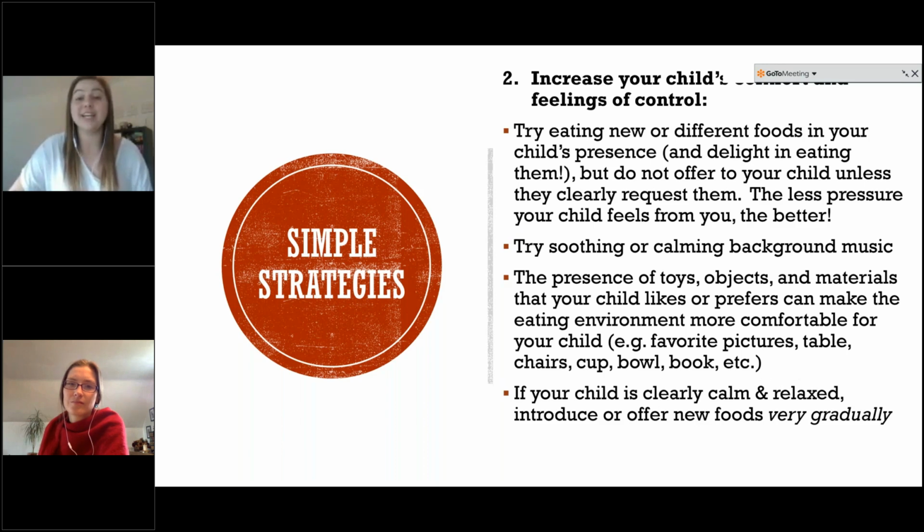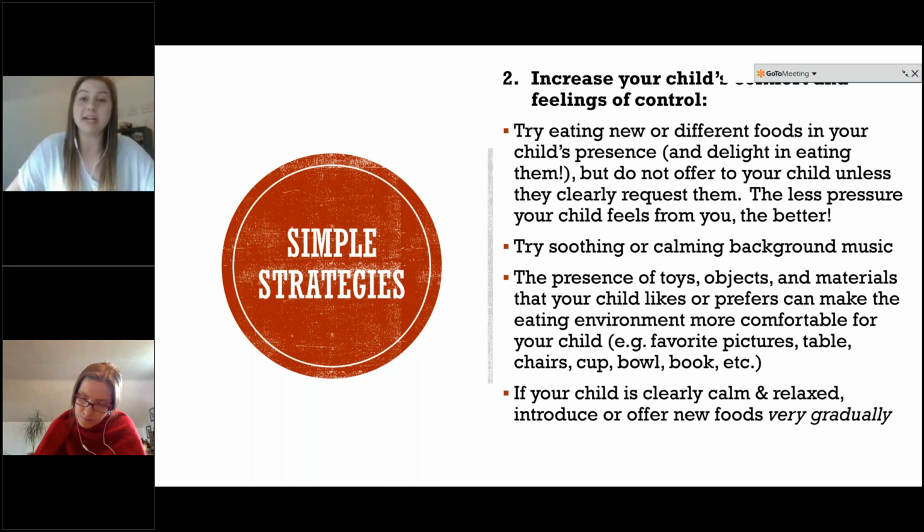Always try eating new foods in your child's presence. This is one of my favorites, and I have an example for this. When I was a preschool teacher, I loved when one of my children would say, I don't like that food. And I would think, okay, I would bring that food with me the next day. So let's use as an example a banana. I don't like bananas, they're gross.